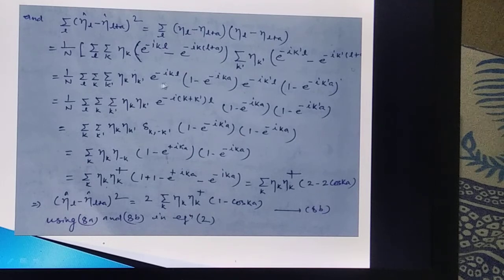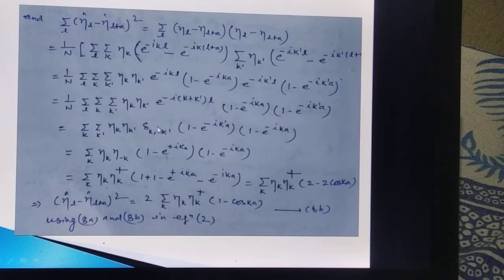And after solving this whole term, as I solved completely in the slides and also provided to you in PDF notes, so there is no problem in solving this term. So you can solve it like this: 1 upon N summation L, summation k dash, eta k dash, exponential minus i (k plus k dash) l, into 1 minus exponential minus i k a, into 1 minus exponential minus i k dash a.